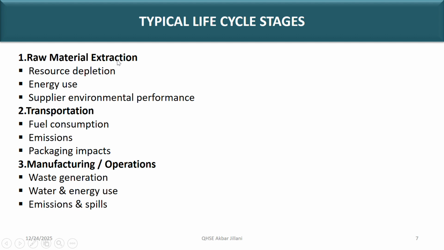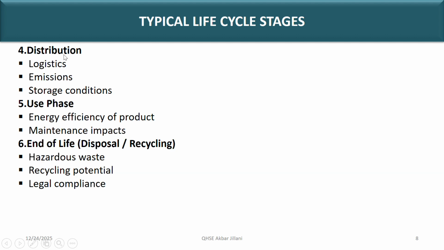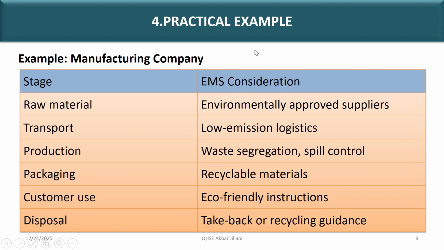Raw material extraction, resource depletion, energy use, supplier environmental performance. Transportation, fuel consumption, emission, packing impacts. Manufacturing operations, waste generation, water and energy use, emission and spills. Distribution, logistics, emission, storage condition. Use phase, energy efficiency of products, maintenance impact. End of life disposal, recycling, hazardous waste, recycling potential, legal compliance.